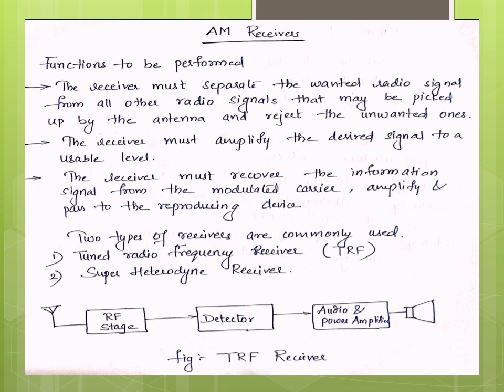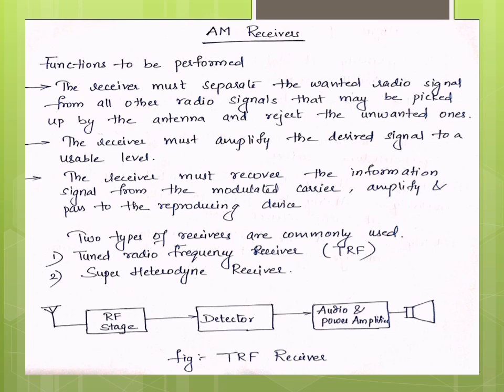Second function, the receiver must amplify the desired signal to a usable level. Next, the receiver must recover the information signal from the modulated carrier, amplify it and pass it to the reproducing device. Whatever the receiver is receiving, it should amplify that, extract the exact information from it, and give it to the reproducing device. So these are the functions performed by the AM receivers.